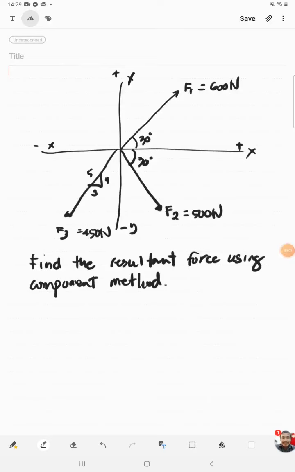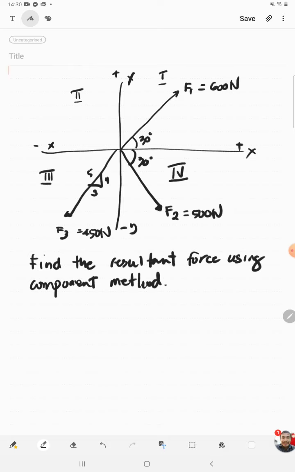Hello dear, so this is our example this morning, specifically on how to add vectors using the component method. We can do this by simply resolving the force into its x and y components. Given these three forces, F1 lying on the first quadrant, then you have F2, and then your third quadrant, and your fourth quadrant. So these are your quadrants.